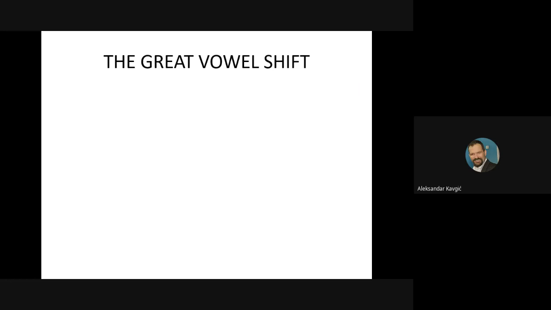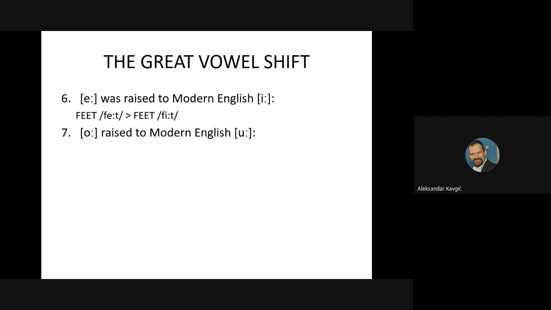So long A was raised to E. So that's the reason why, for example, instead of say, you have see, and instead of fate, you have feet. But again, the spelling is perfect. Middle English spelling makes perfect sense. F-E-E-T means long A, fate. And this is why the Great Vowel Shift ruined modern English spelling. It's because it's actually Middle English spelling.